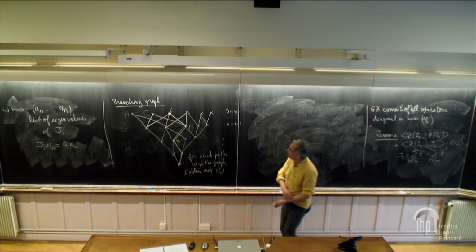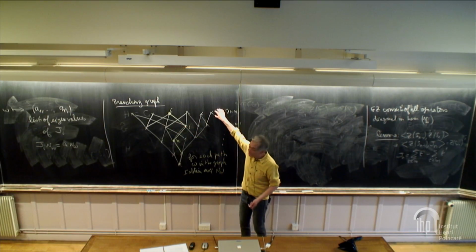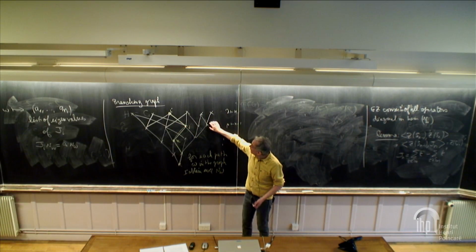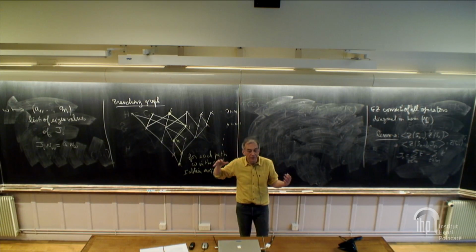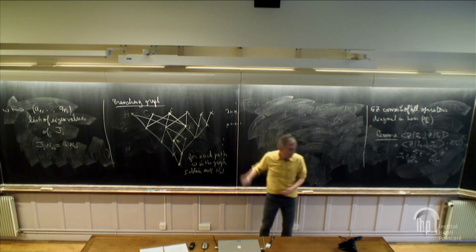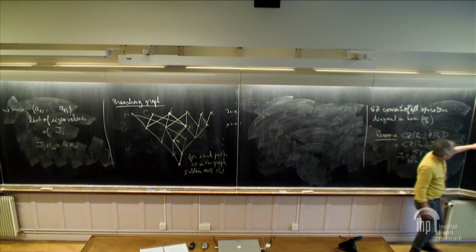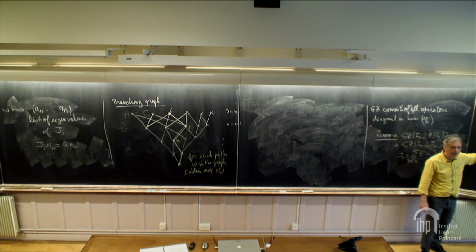Actually, the branching graph consists of looking at partitions lambda and partitions mu, which differ from lambda just by one box. And this is a branching graph. So there will be an edge between two partitions exactly when we are in this situation. The partition lambda is a big partition like that, and mu is a smaller partition with one of the corners of lambda erased.